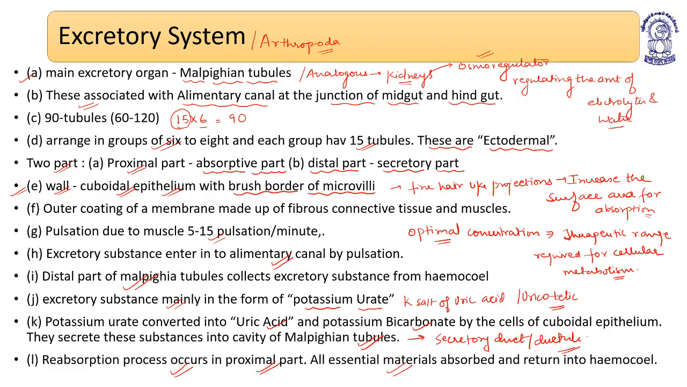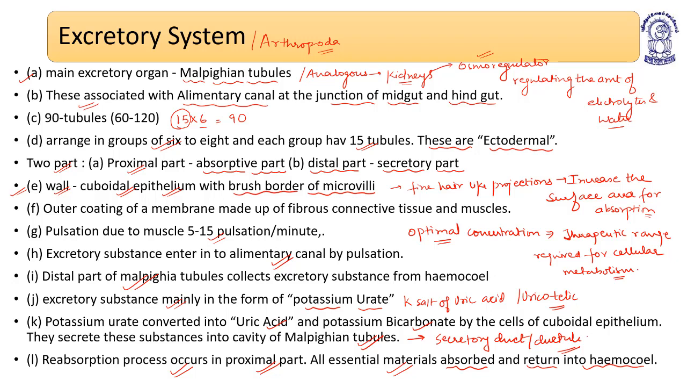All essential materials are absorbed and returned to the hemocoel. Whatever is required is reabsorbed and given back to the hemocoel. The hemocoel further redistributes the substances to the whole body, and in this way the body again has the nutrients and metabolic substances for the normal metabolic processes. So this is the excretory system.